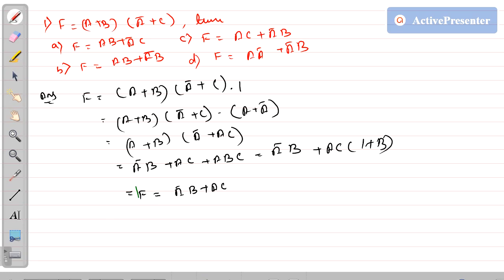So this is the final answer, and which option is it matched with? a'b + ac. See this one, a'b + ac, it is written in the reverse manner. So when you get the answer, you also check like this. It may be given in the reverse manner, but you have to find it that way.